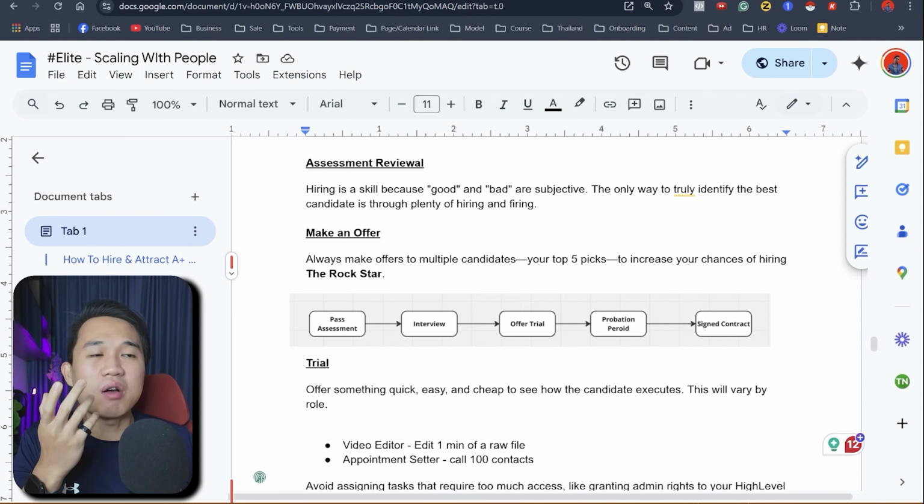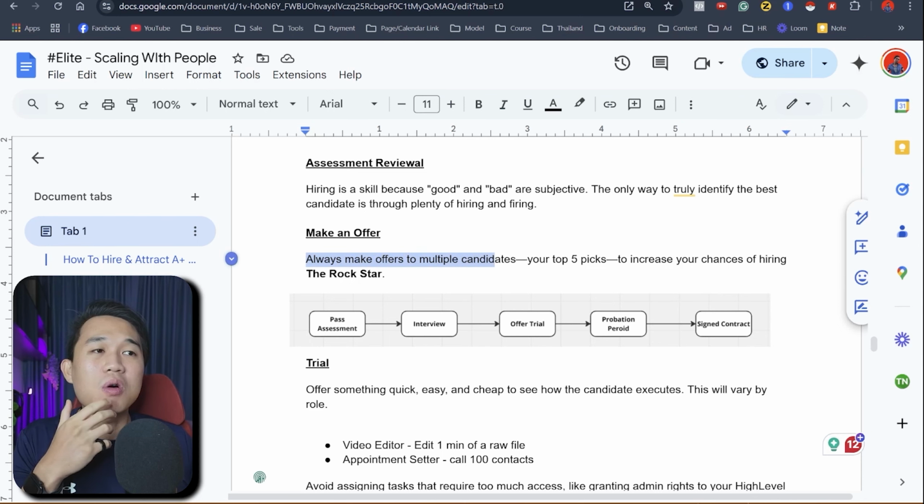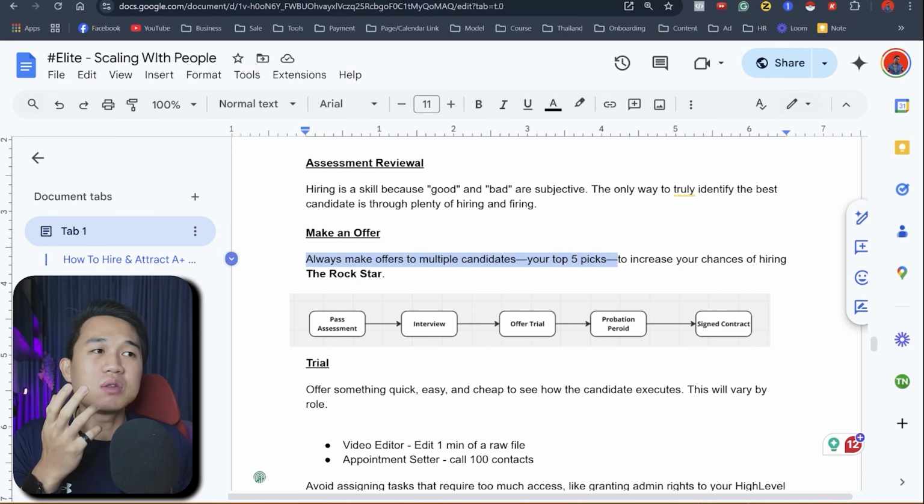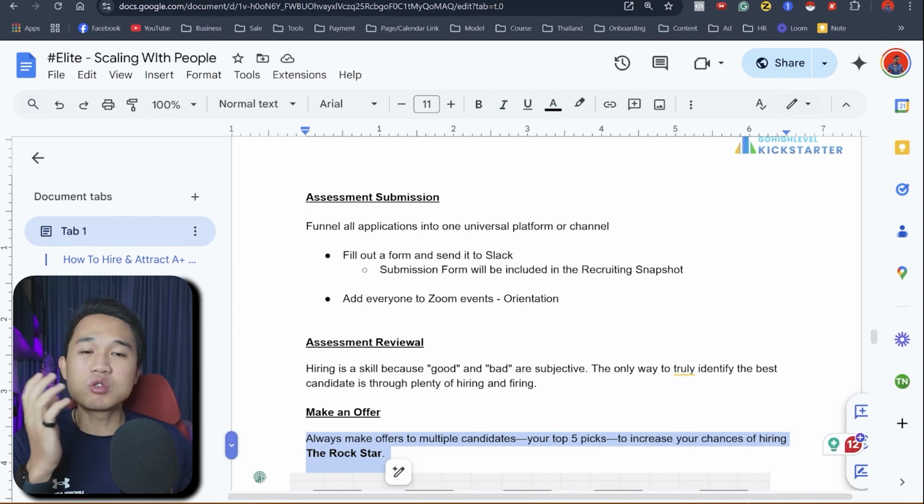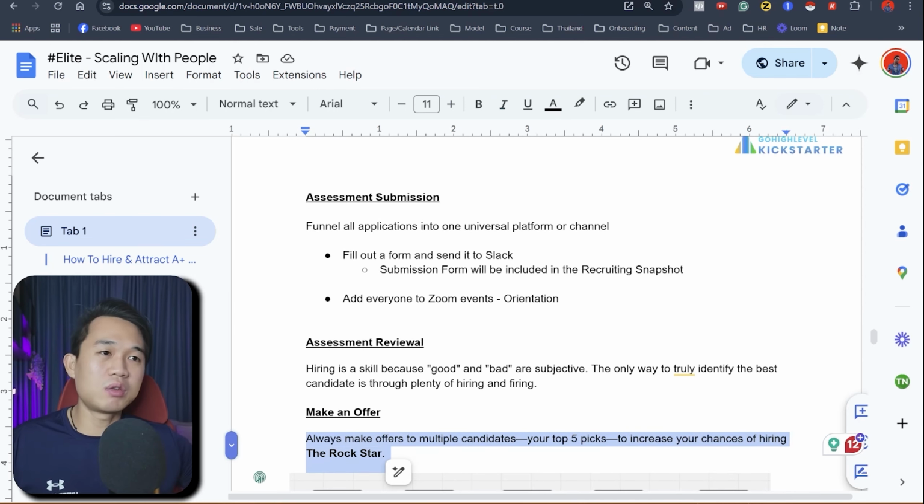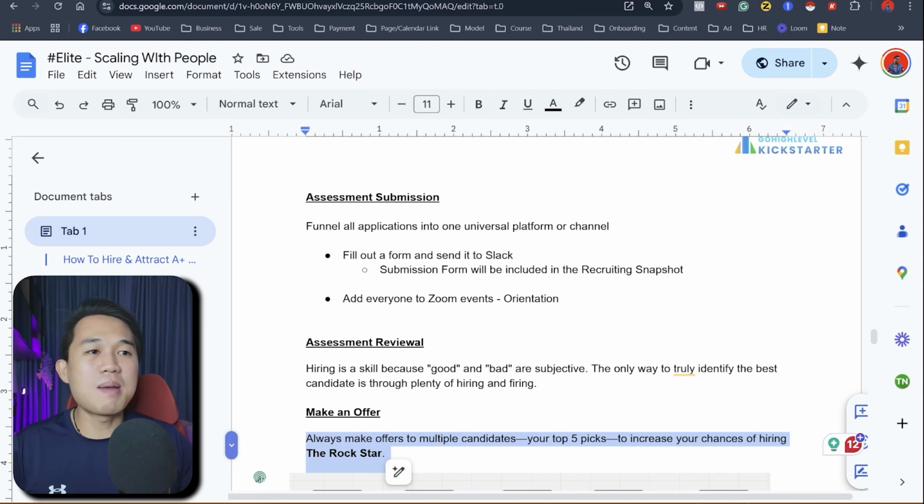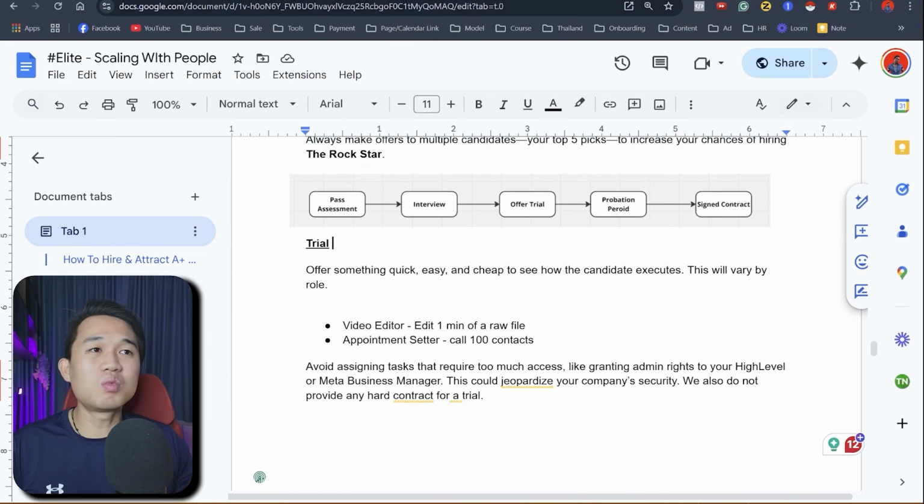And when it comes to making an offer, right, always make multiple offers to multiple candidates. You want to pick like the top 5 to increase your chance of hiring the Rockstar, right? Again, I assume you have multiple applications, right? You review and pick the top 5 applicant assessments that you like and make them an offer, okay? So this is what the workflow is, right?